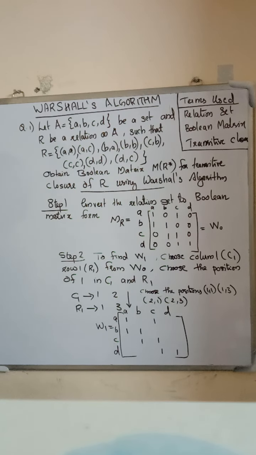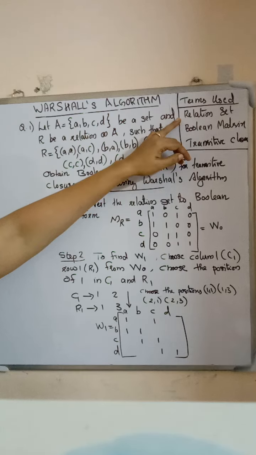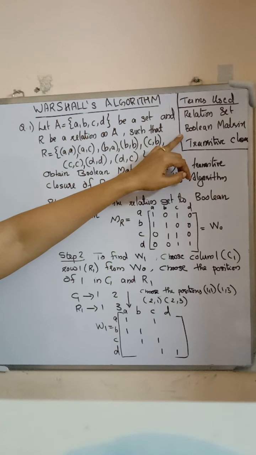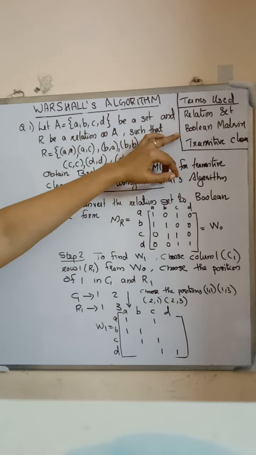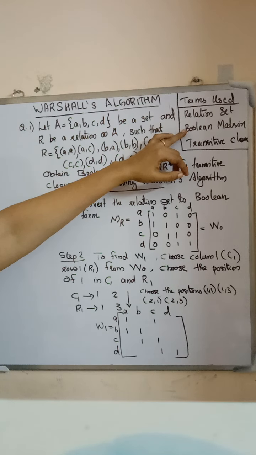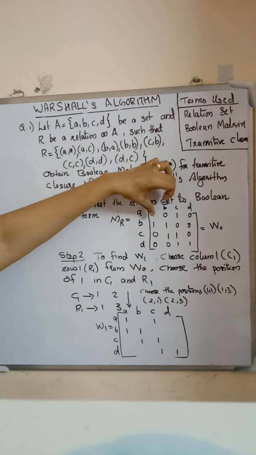Today we discuss an important algorithm, Warshall's algorithm. Warshall's algorithm helps us to find the transitive closure of a relation. Terms used for Warshall's algorithm are a relation set, Boolean matrix, and transitive closure. We know that a Boolean matrix is the matrix representation of a relation using 0 and 1.